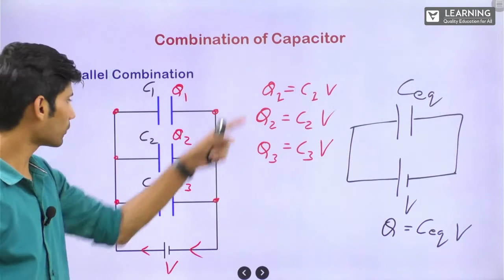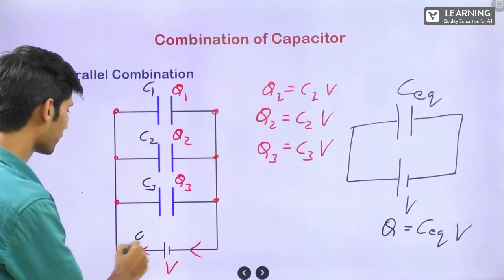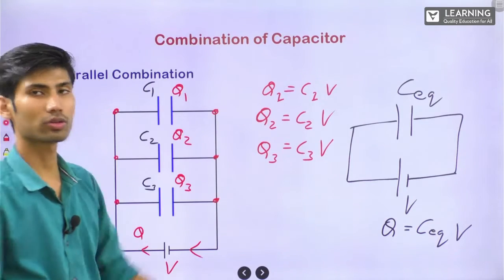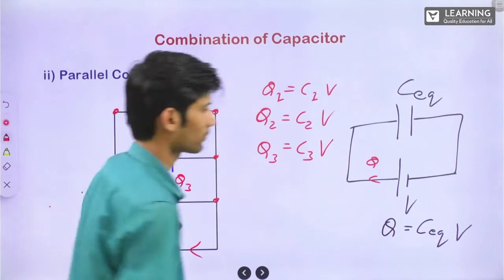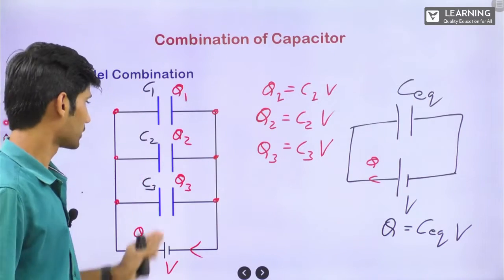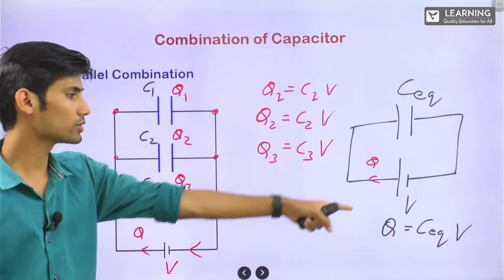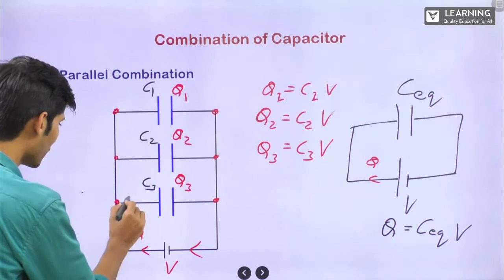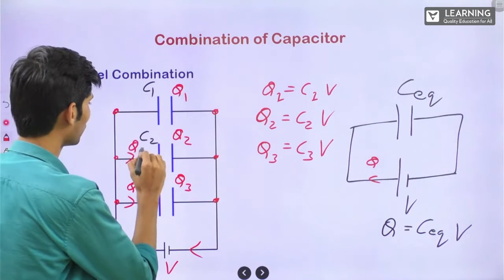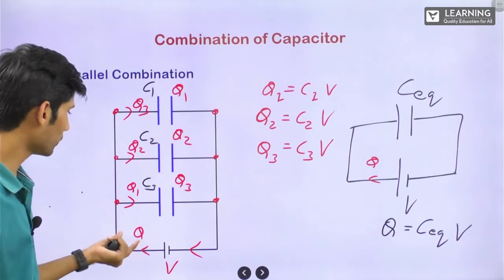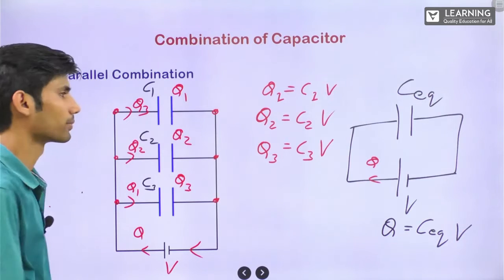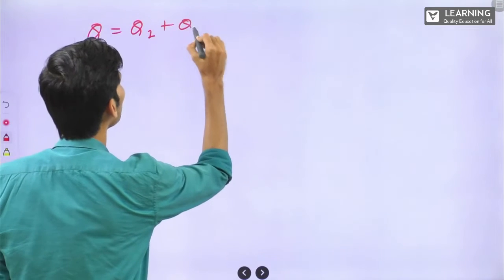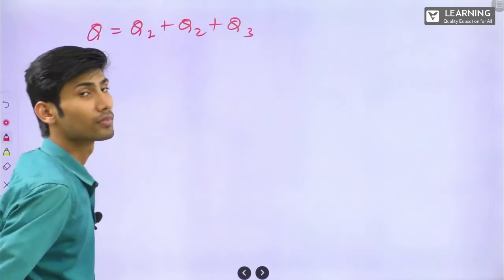Correct? Now, what is Q? The amount of charge which is coming from the battery. Correct? There also Q is this only. V is the same. C equivalent is the resultant capacitance of all three, right? Q is equal to C equivalent into V, and Q is Q1 plus Q2 plus Q3. Correct? This Q will go as Q1, as Q2, as Q3. So the total Q will be Q1 plus Q2 plus Q3.